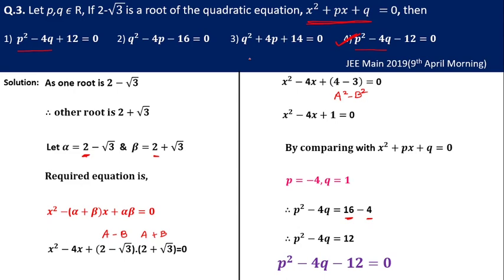By the way, somebody may ask, sir, if this was wrong, if p square minus 4q minus 12 is 0 did not come, if that value is something else, then what should I do? Then you should try q square minus 4p, or you should try q square plus 4p. You should check which one from 2 and 3 goes correct. Now here, since I got the answer in the first trial, my problem is done. The correct option is option number 4.